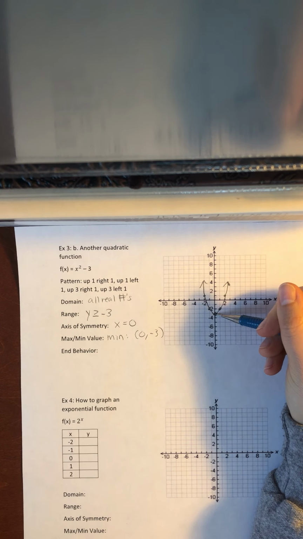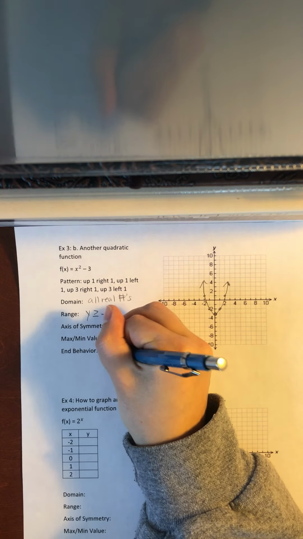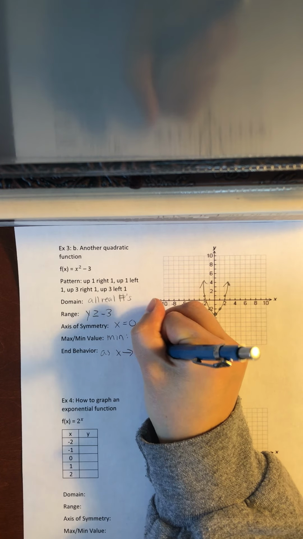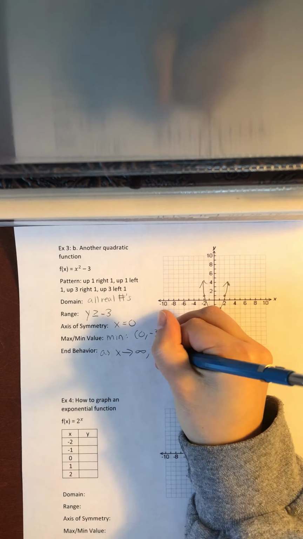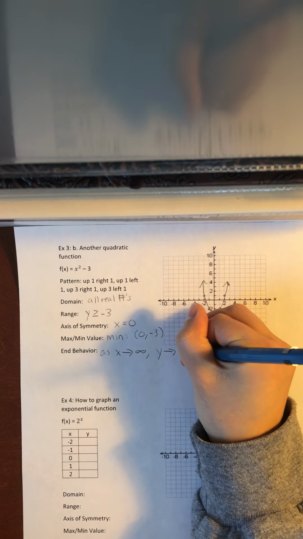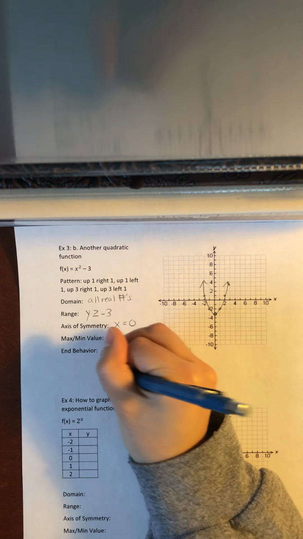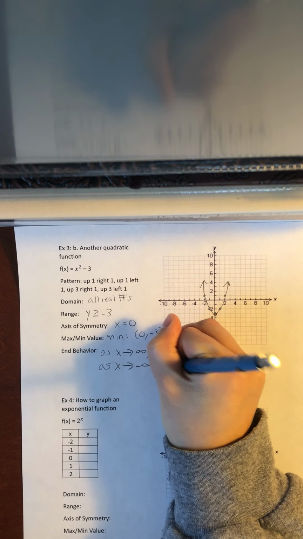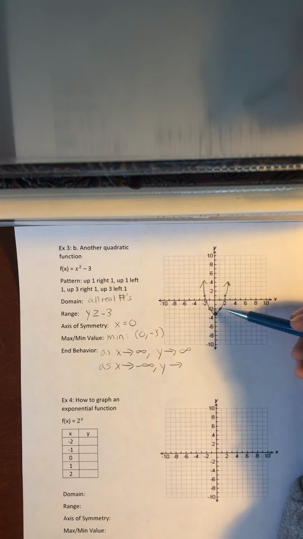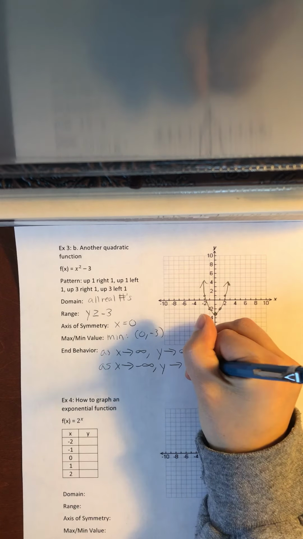That's your lowest value. And end behavior as x approaches infinity. So if I'm going this way on the graph, my y values go up, so y approaches infinity. And then as x approaches -infinity, my y values are going up.